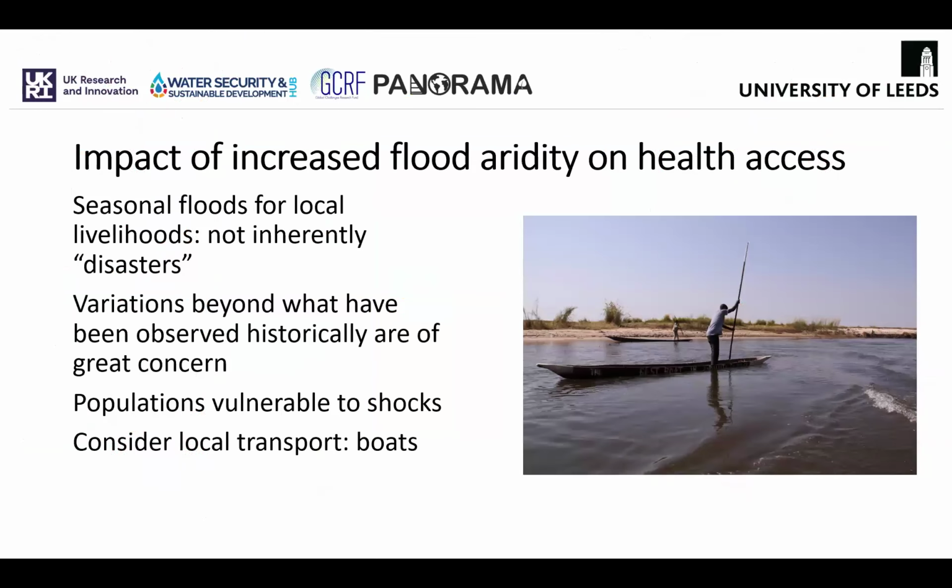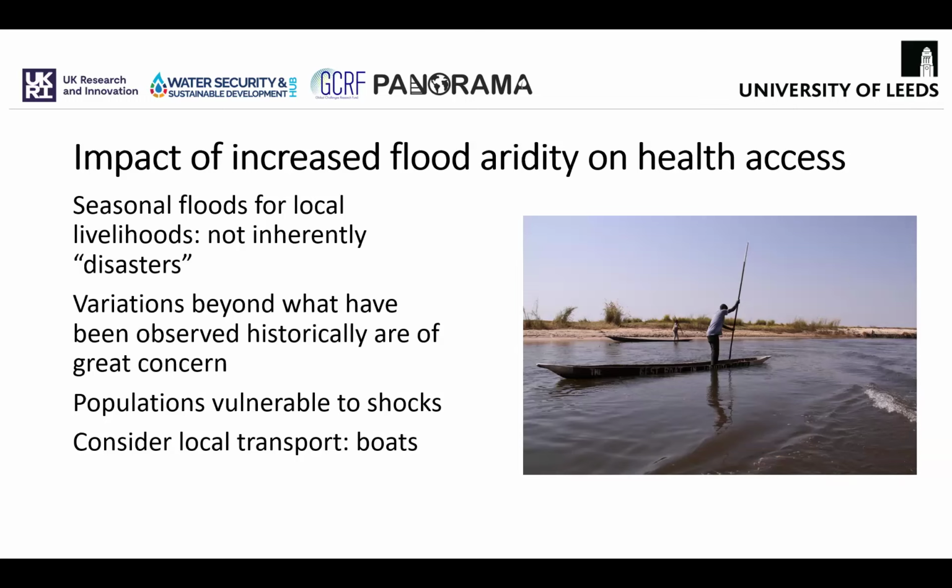So this next work is what I now need to start doing, which is putting the outputs of those flood models into health access models. But I've already got some working hypotheses. When people back in the UK ask me about my work, they hear about the floods declining and think that's great. They think that's going to assist access. They think that's going to help the health situation.